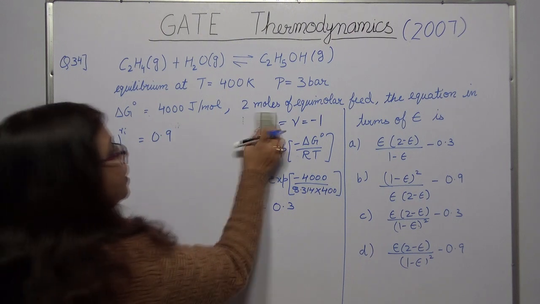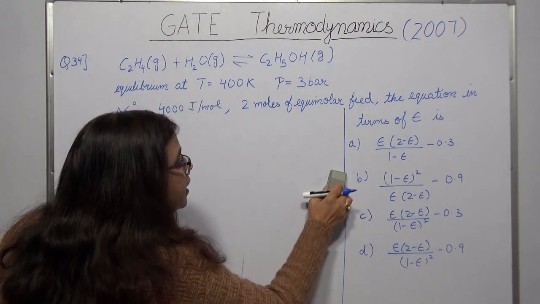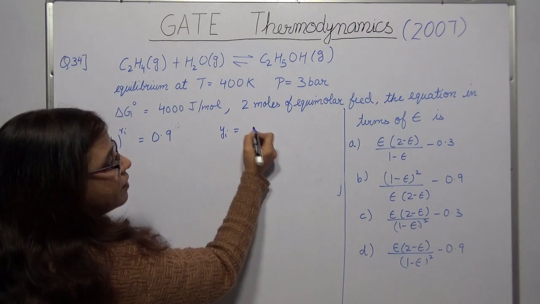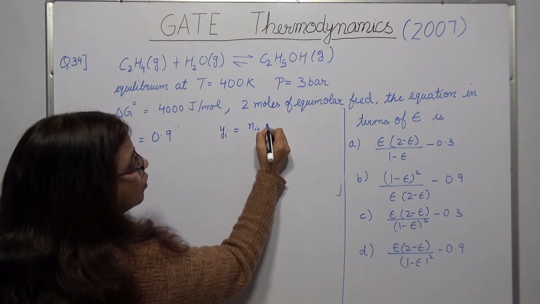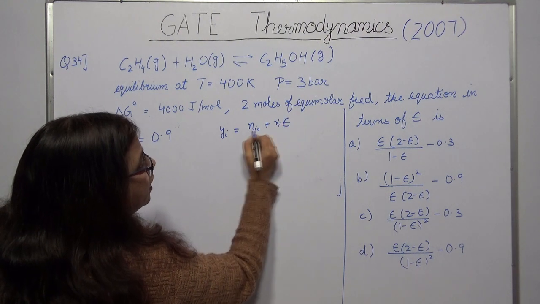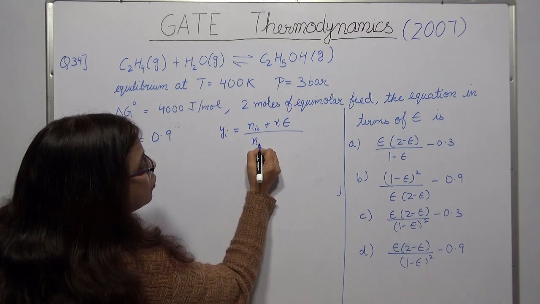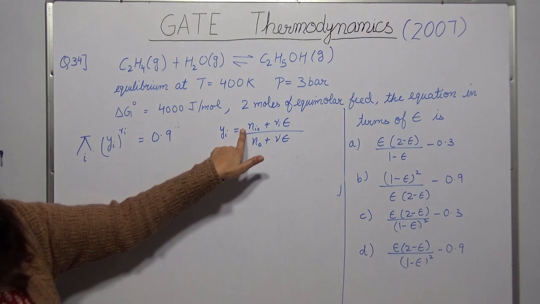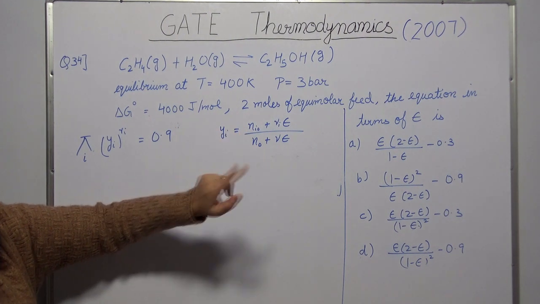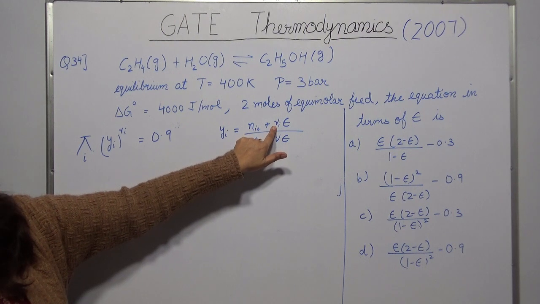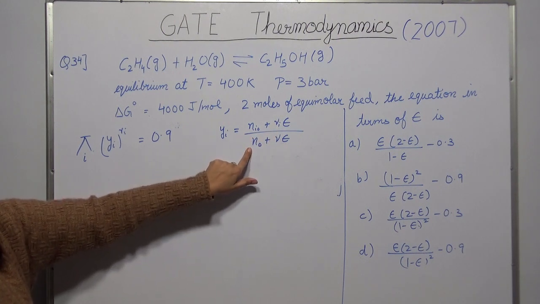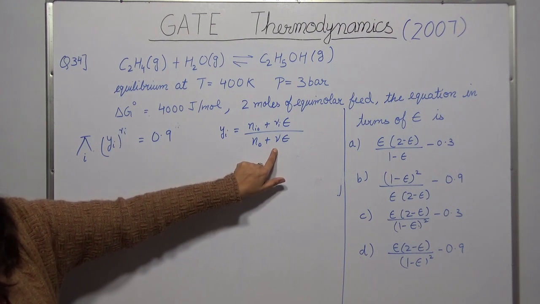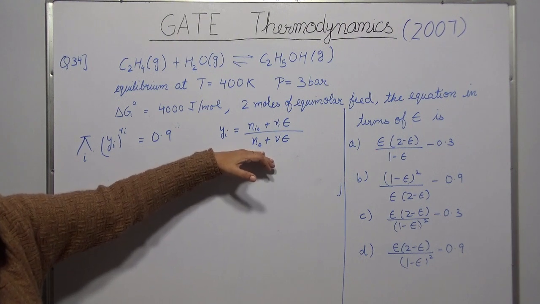Now we have to write down the mole fractions in terms of your extent of reaction, and we know that yi is given as Ni0 plus nu I epsilon divided by N0 plus nu epsilon. Where Ni0 is the initial number of moles of any species I, nu I is the stoichiometric coefficient of species I, N0 is the total number of moles, and nu is summation over all nu I. So this is the formula which we are going to use.